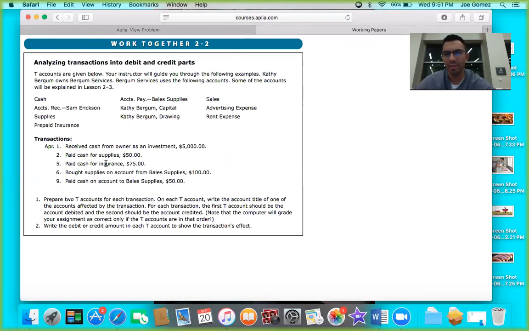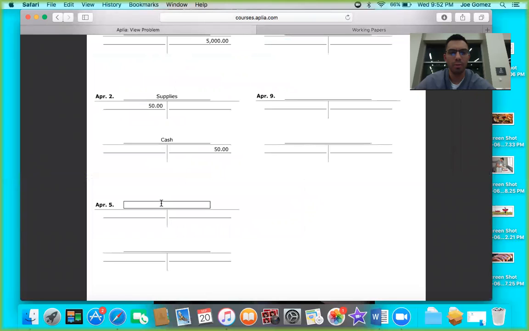Insurance is an asset as well. Assets, again, are increased because I'm buying insurance for $75. I'm gaining insurance. So that, in turn, is going to increase. And since insurance is an asset, it's going to increase with a debit. Right? So I'm going to put prepaid insurance, and I'm going to put cash.